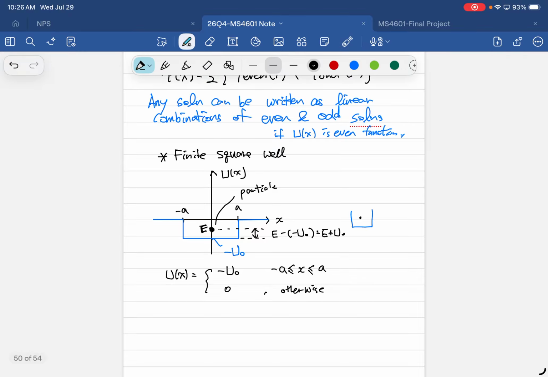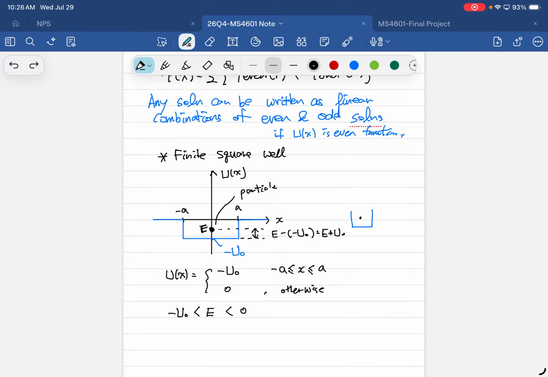Also, in this particular case, the energy of the particle must be larger than minus U naught and smaller than 0. So the condition is that the energy of the particle has to be situated between the bottom of the well and the top of the well. The particle is not located here, or here. It must be between the bottom and the top of the bucket.